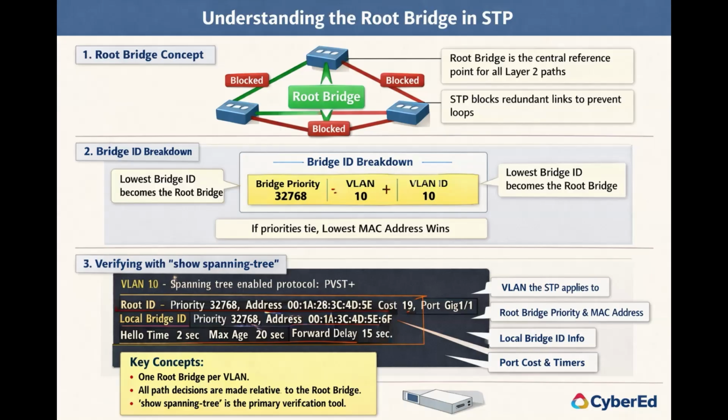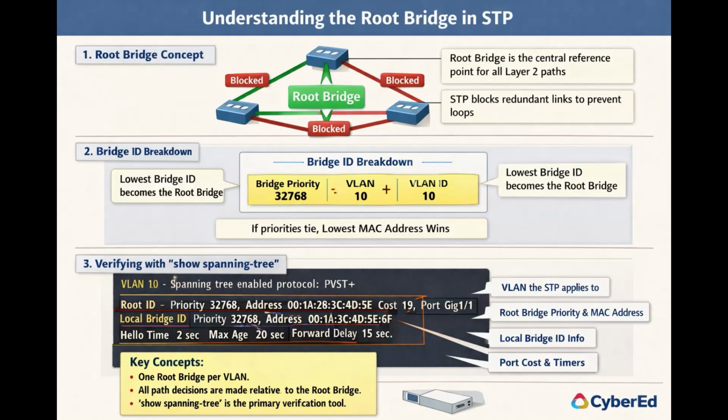If all switches have the same priority, the switch with the lowest MAC address becomes the root bridge. Once selected, all other switches calculate their best path toward the root bridge and forward traffic accordingly. Using the show spanning-tree command, a switch displays root bridge information and local switch bridge information.